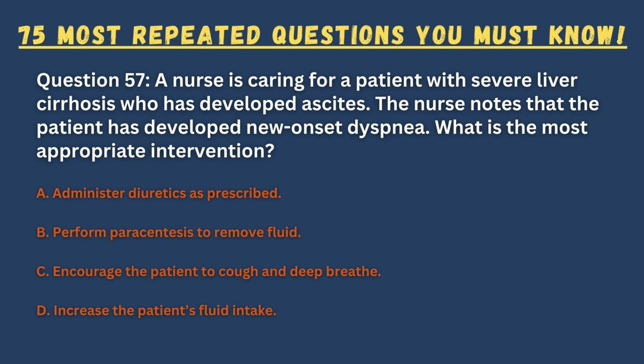Question 57. A nurse is caring for a patient with severe liver cirrhosis who has developed ascites. The nurse notes that the patient has developed new-onset dyspnea. What is the most appropriate intervention? A. Administer diuretics as prescribed. B. Perform paracentesis to remove fluid. C. Encourage the patient to cough and deep breathe. D. Increase the patient's fluid intake.